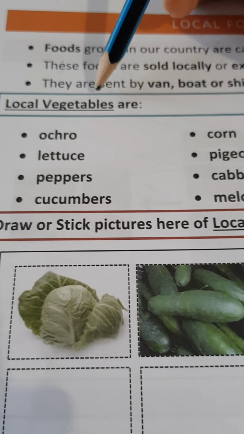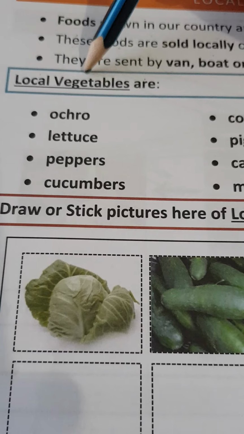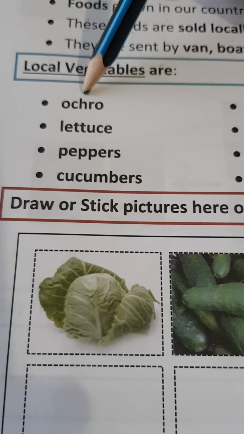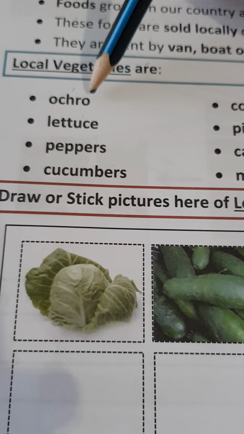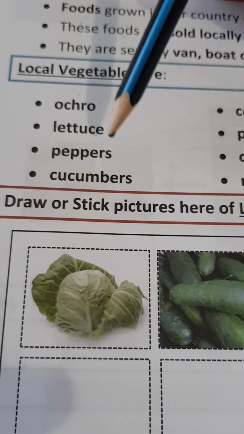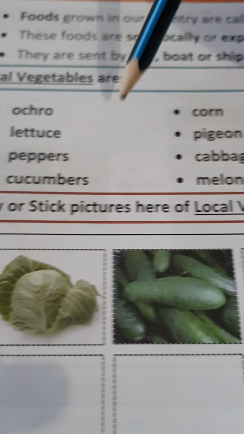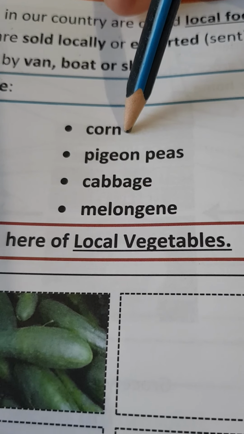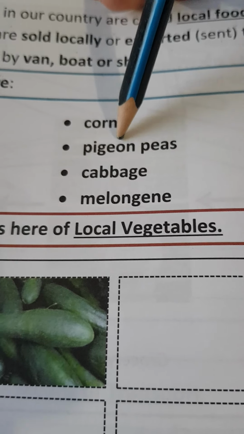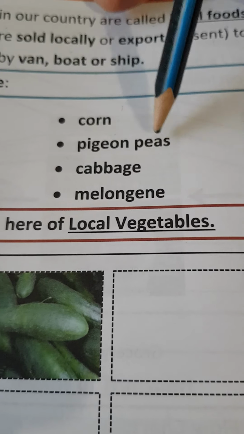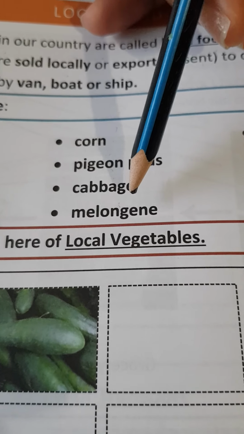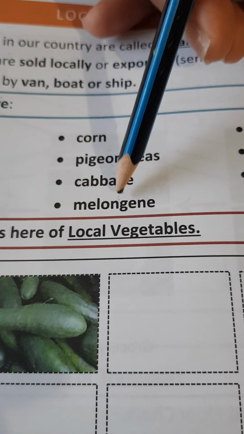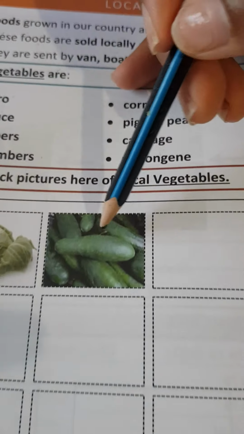vegetables. And what are some local vegetables? Let's see some examples. Local vegetables are okra, lettuce, peppers, cucumbers. Say it with me. Okra, lettuce, peppers, cucumbers. And let's see, we have corn. So you say it. Corn, pigeon peas, cabbage, melongen, or we call them bygone, melongen, or eggplant, melongen. Do you see them here? They're usually purple.